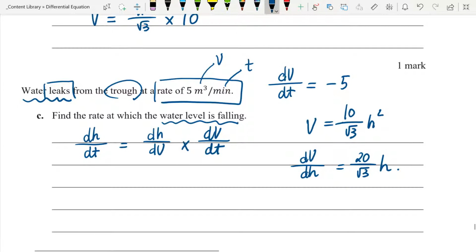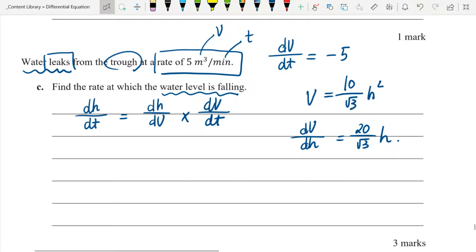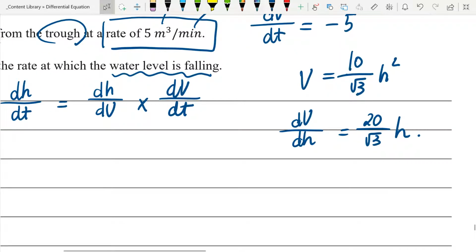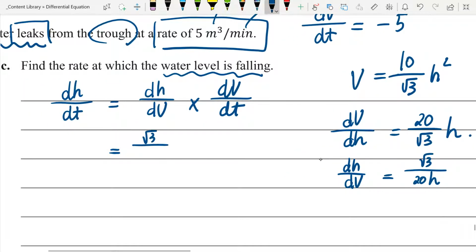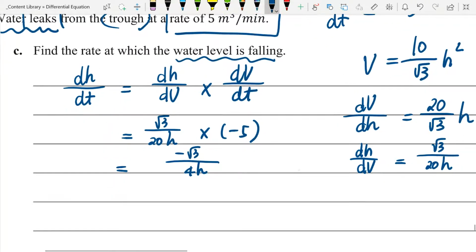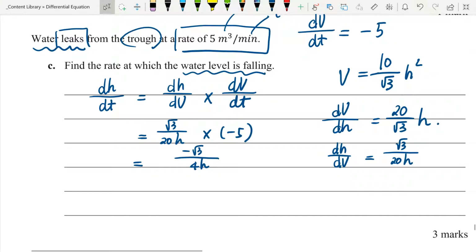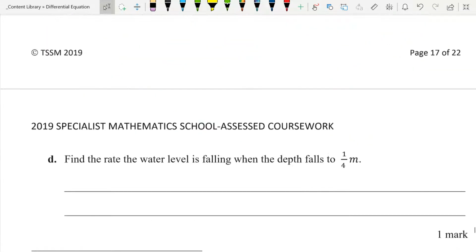Do you have any questions? No? Good. Okay, so we have dV/dH is 20h over root 3. And then we need dH/dV, so we need to flip that. So dH/dV is root 3 over 20h. Okay, so we have root 3 over 20h times negative 5, we simplify, and we'll have that. That's all revision for the previous exercise.